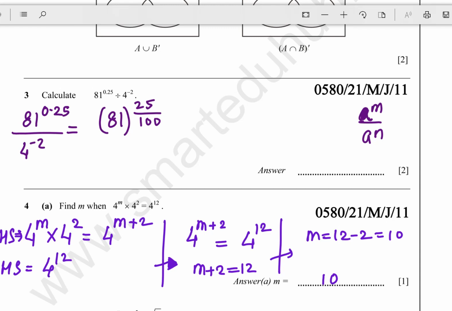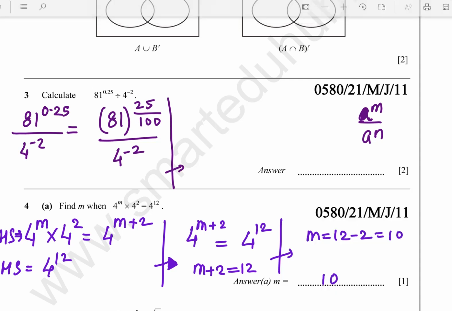Okay, so divided by 4 raised to minus 2. See, I've not even found the method. I'm not doing it in front of you directly. I'm just trying to think afresh. Even I've not seen this sum. Okay, so let's see how we can solve this. Now 81 is what basically? 81 is 9 square.